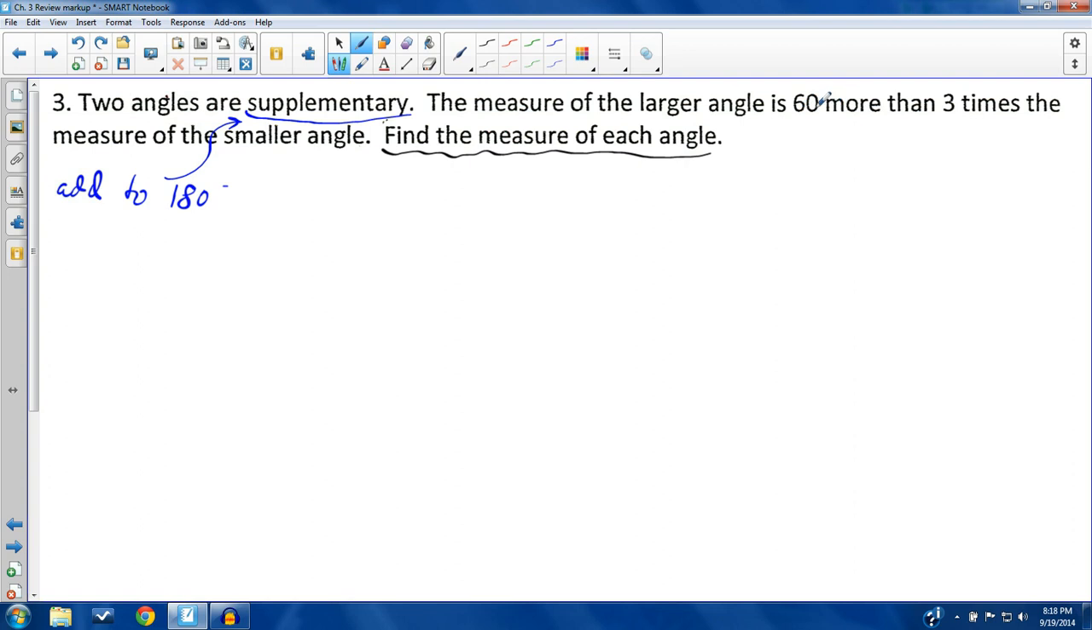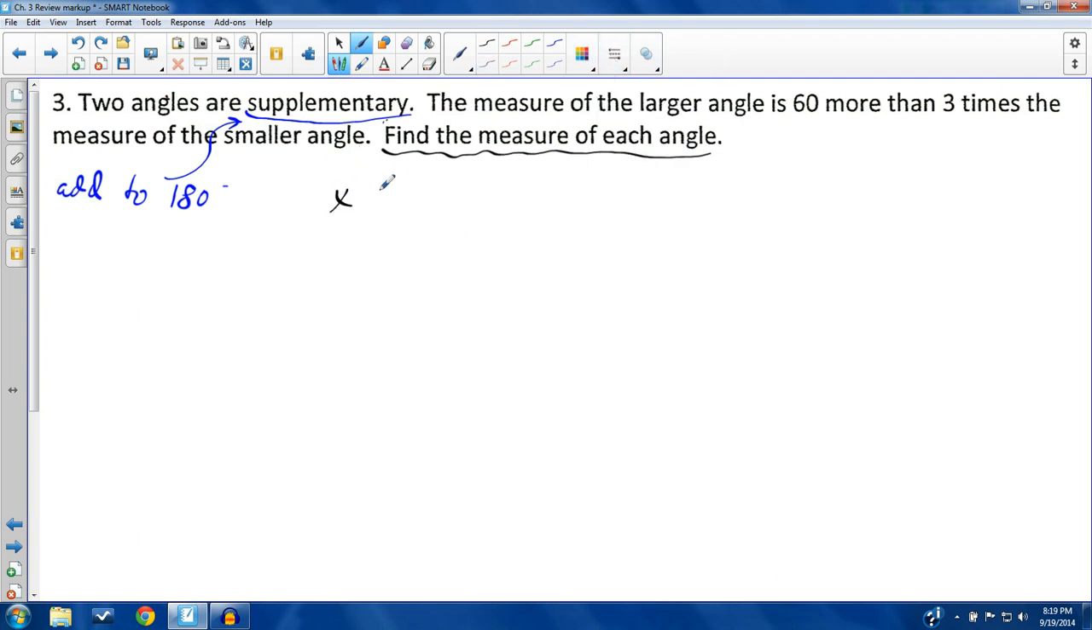The measure of the larger angle is 60 more than 3 times the measure of the smaller angle. Find the measure of each angle. So this is kind of interesting. The measure of each angle looks like we're only referring to 2 angles, which means we only need 2 variables. That doesn't mean we don't need 3 equations.